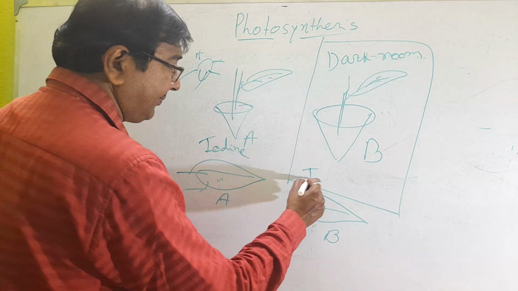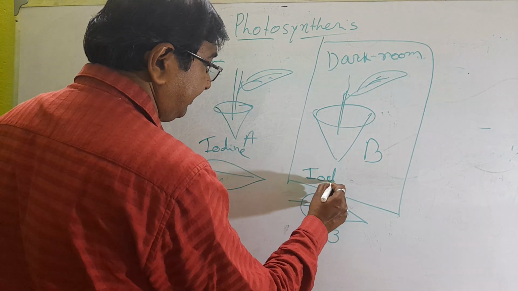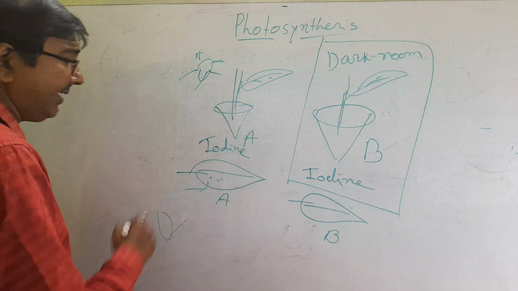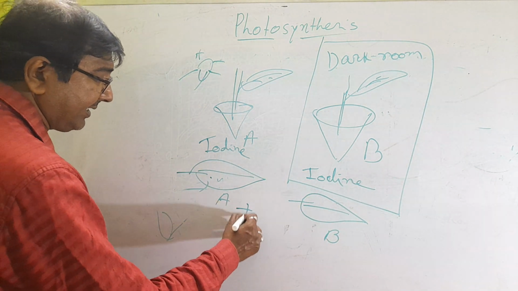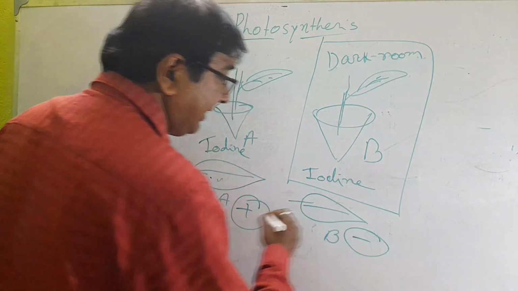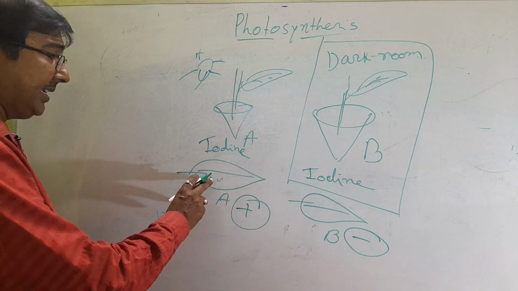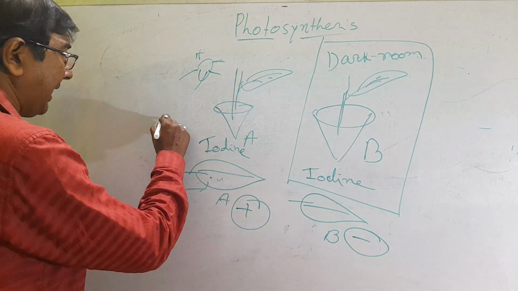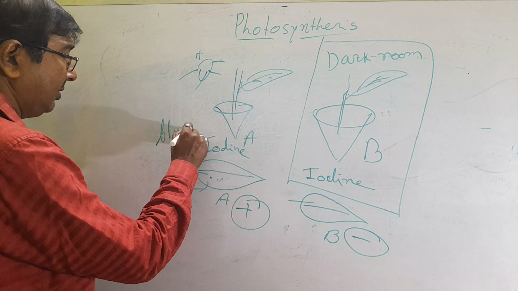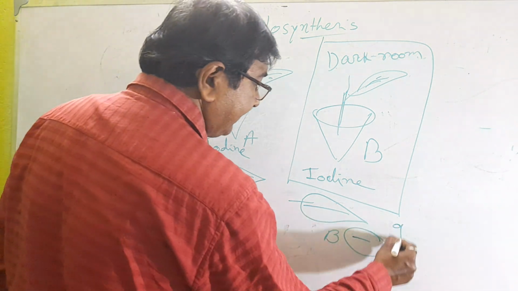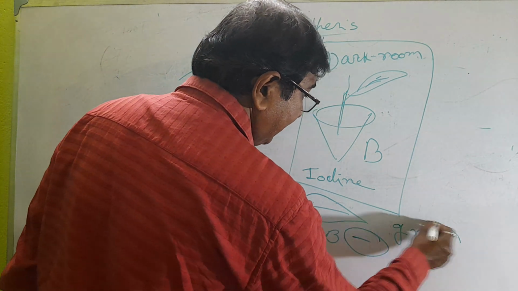What will happen? In leaf A, the starch test is positive. In B, the starch test is negative. It means this portion converts into blue-black color. Blue-black color. And this part is gray in color.